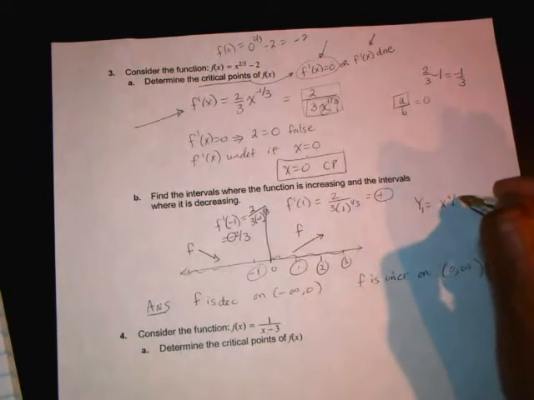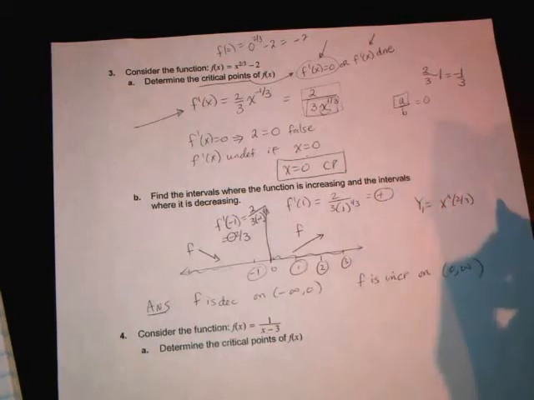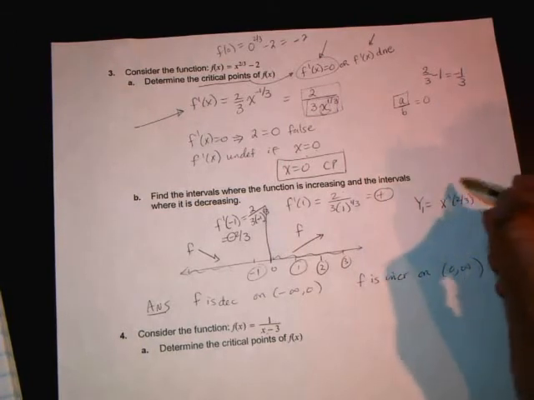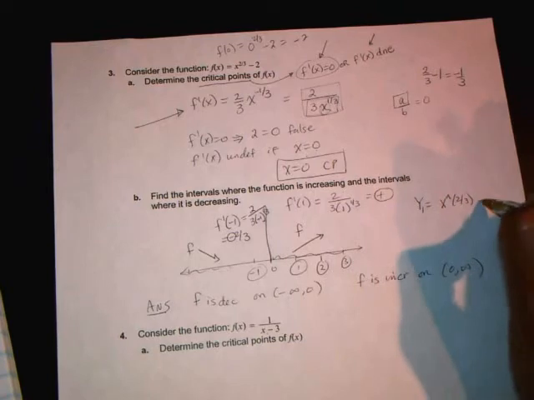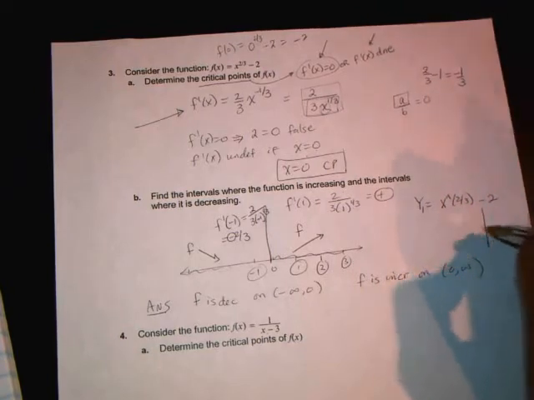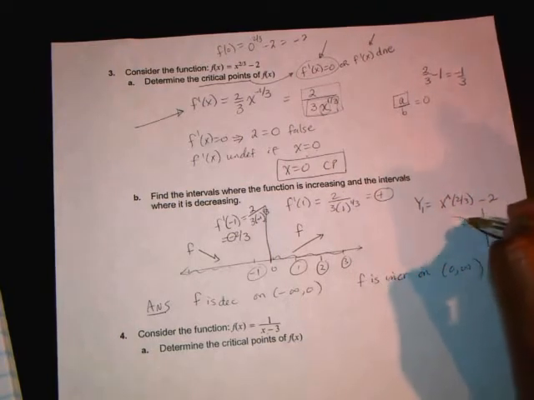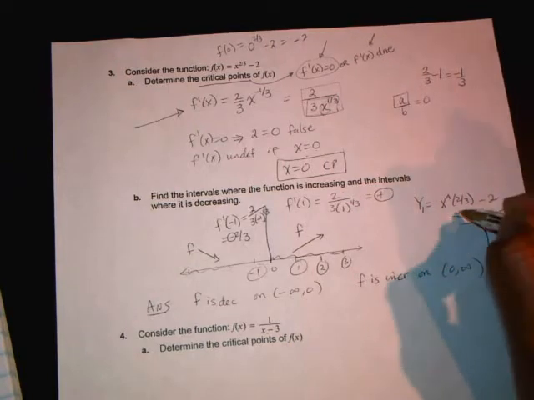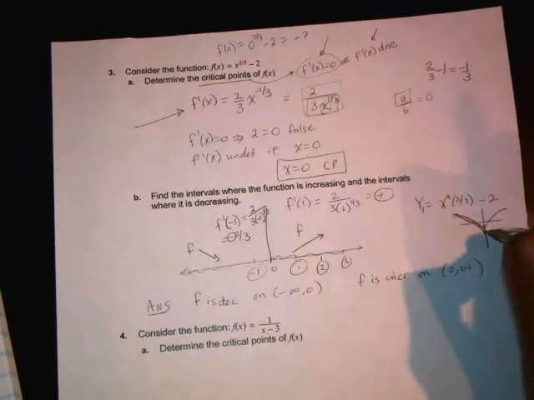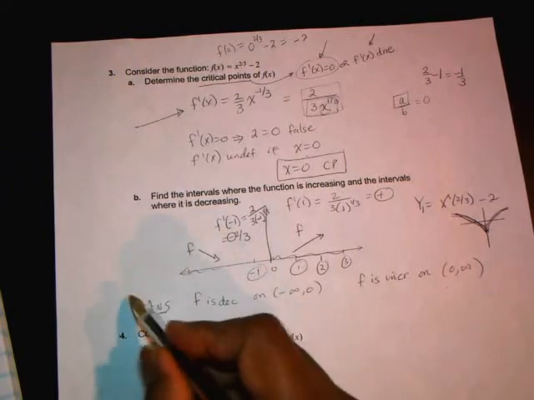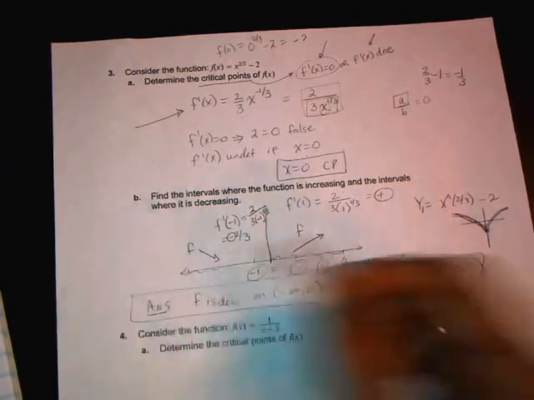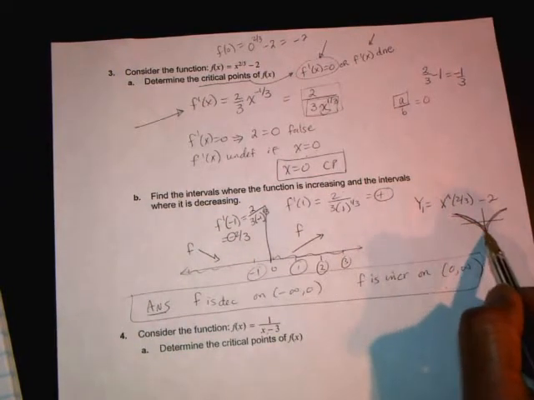x caret 2/3. If you have an old calculator, you'll need parentheses. Caret is for exponent, minus 2. You should get a graph that looks kind of like this. I don't have my calculator on me right now, but this is the shape you should have. And that should match what we have here, where f prime is decreasing first and then increasing.